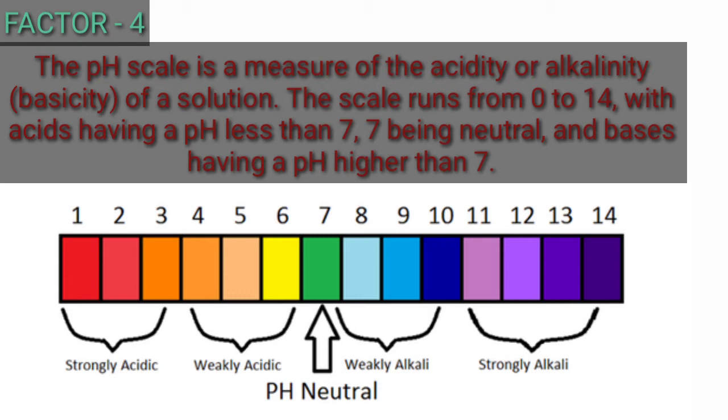Strongly acidic when the pH value is 1 to 3. Weakly acidic when the pH value is 4 to 6. Strongly basic when the pH value is 11 to 14. Weakly basic when the pH value is 8 to 10. And the pH value of neutral is 7.